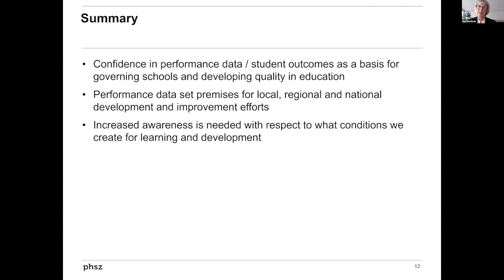And I really think with my second last slide here that the increased awareness is needed with respect to what kind of learning and development we want. Because if we focus too much on performance data, this will also be the source for further improvement. And there are so many other aspects of student learning, of school quality that also need to be addressed.